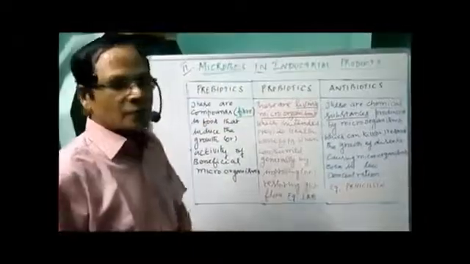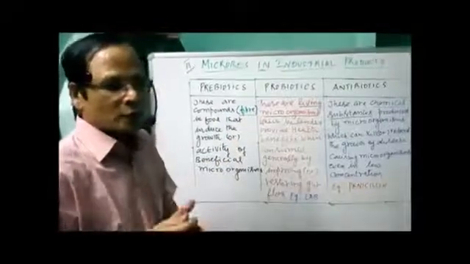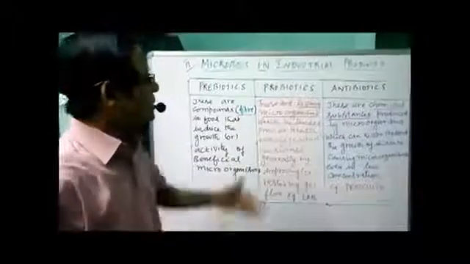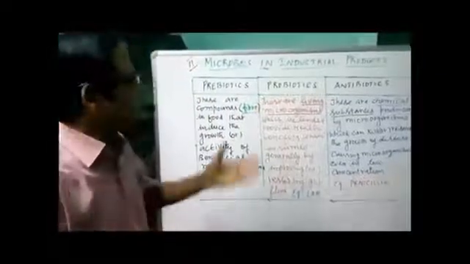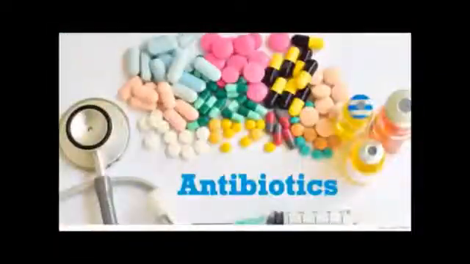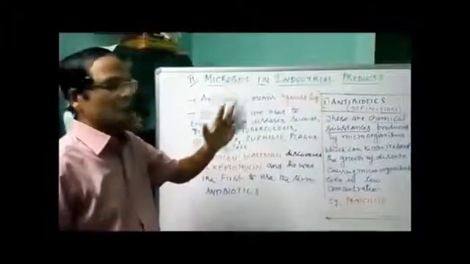Now we have to go for the microbes in industrial products. The first one we have to discuss is antibiotics. It's the first product because by industrial means we are producing what is called antibiotics. So I'll take the first one under the heading microbes in industrial products, the antibiotics. Okay, let us start with antibiotics.